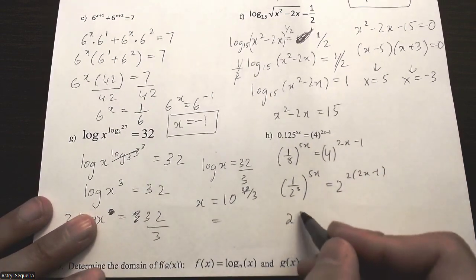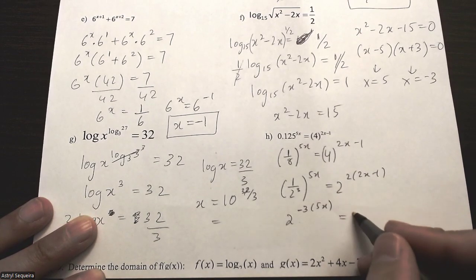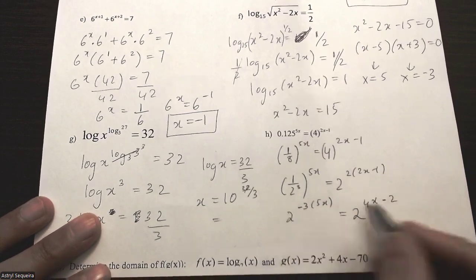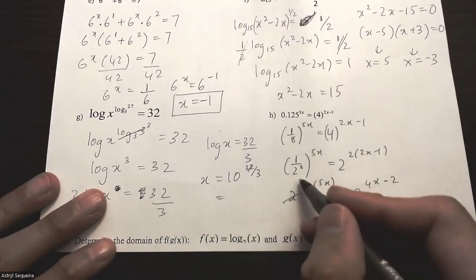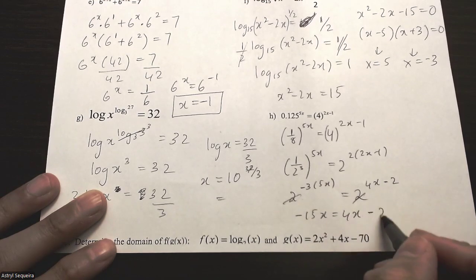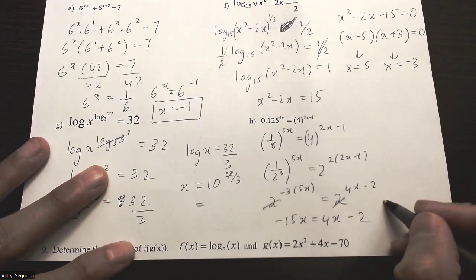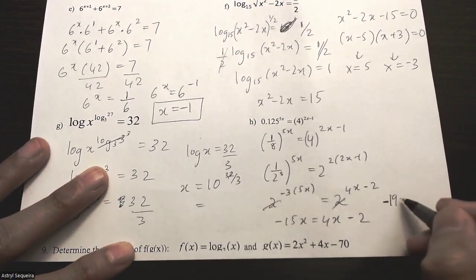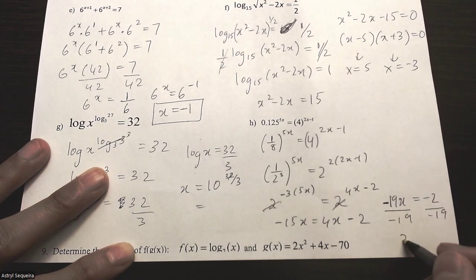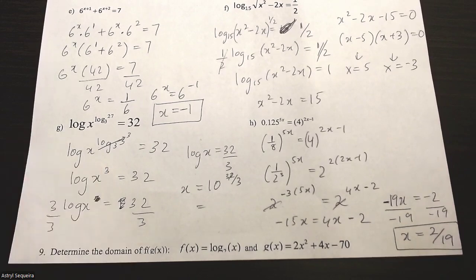And then I can turn this into 2 to the negative 3 times 5x. I just move that to the top, made the exponent negative. And over here it's 2 to the 4x minus 2. So then I can just cancel the bases. Negative 3 times 5 is negative 15x equals 4x minus 2. I'll subtract the 4x, so negative 19x equals negative 2. Divide by negative 19 on both sides, x equals 2 over 19 is my solution to that one.